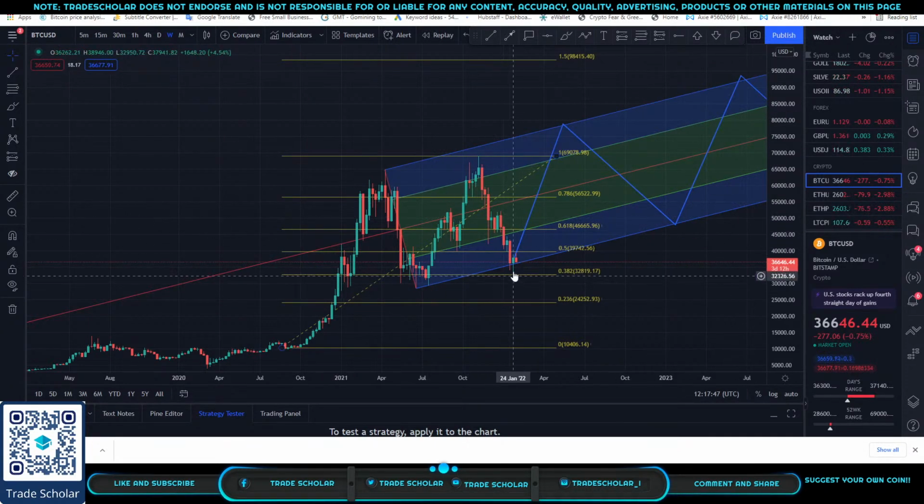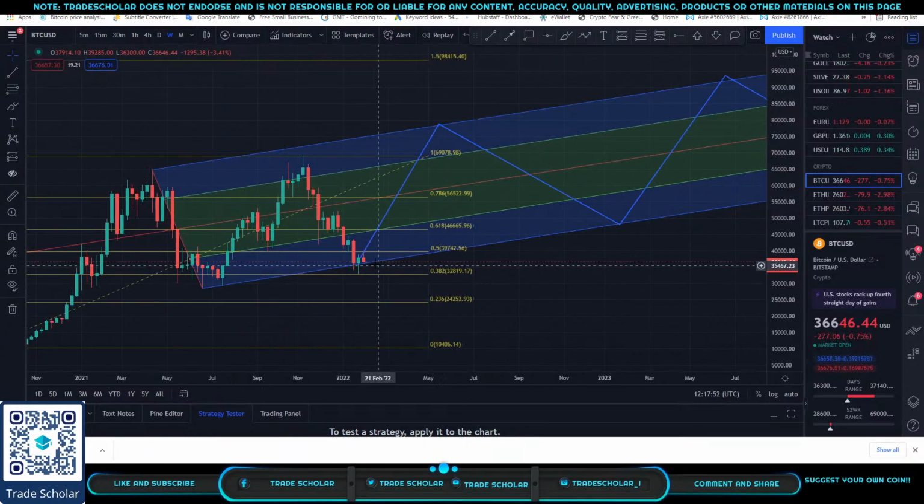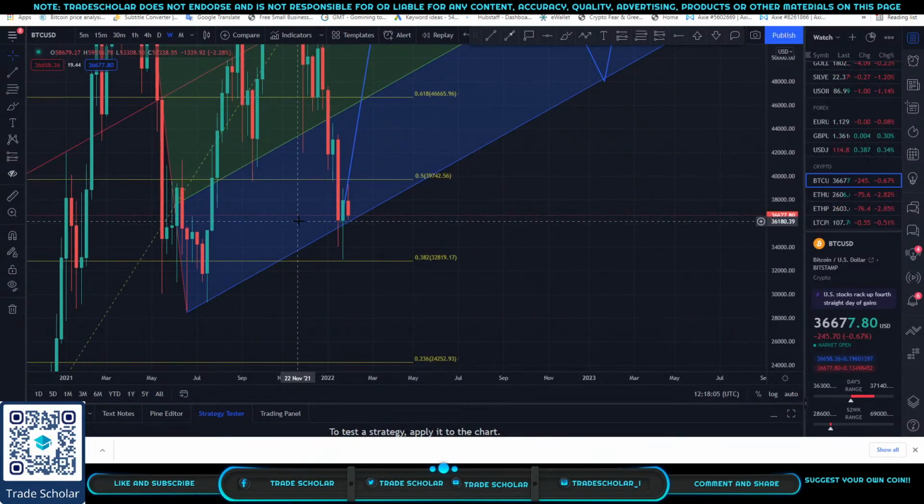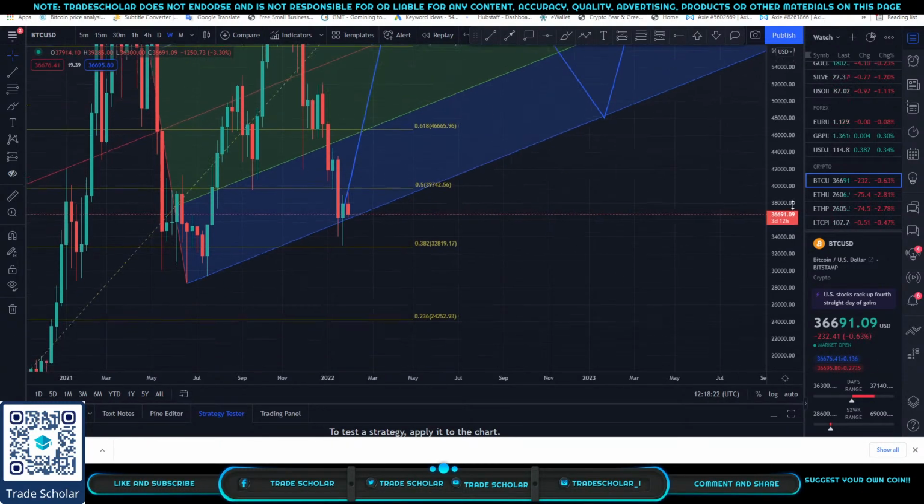So this one, we are being supported in the last area of our pitchfork. If this holds, we would most likely bounce here, 3618. That's pretty low. We would most likely bounce right here, and it even touched it, and now it bounced. Let's see if it continues. 36298, and then the next bounce will be in 3.382, 32819.